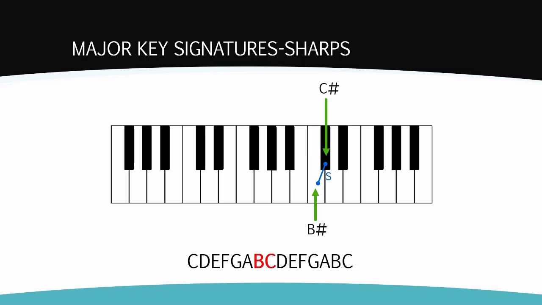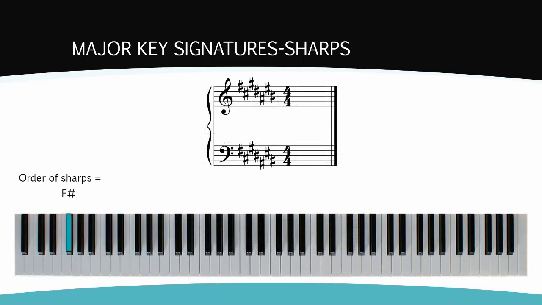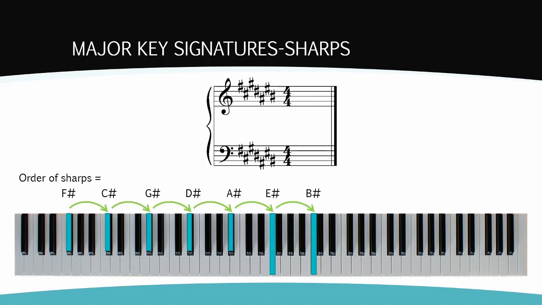Do not make the mistake of skipping a letter in the musical alphabet and saying that B sharp is the leading tone in D flat. This key signature represents the scale of C sharp major. The sharps are added to the staff in the order of F sharp, C sharp, G sharp, D sharp, A sharp, E sharp, and B sharp. Each new sharp is one perfect fifth higher than the last sharp. C sharp is a perfect fifth higher than F sharp. G sharp is a perfect fifth higher than C sharp, etc.